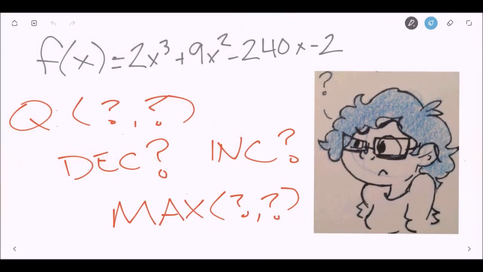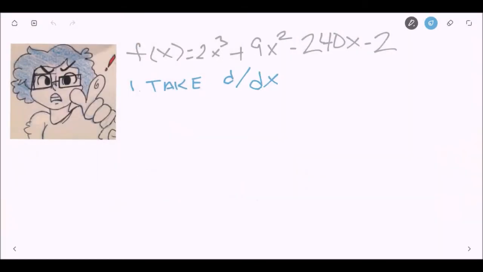First, we're given this equation, and the question they're asking us is to figure out at what places is it decreasing, is it increasing, and if there's a max, where exactly is it? Well, in order to find that, we have to get our equation and take the derivative of it.